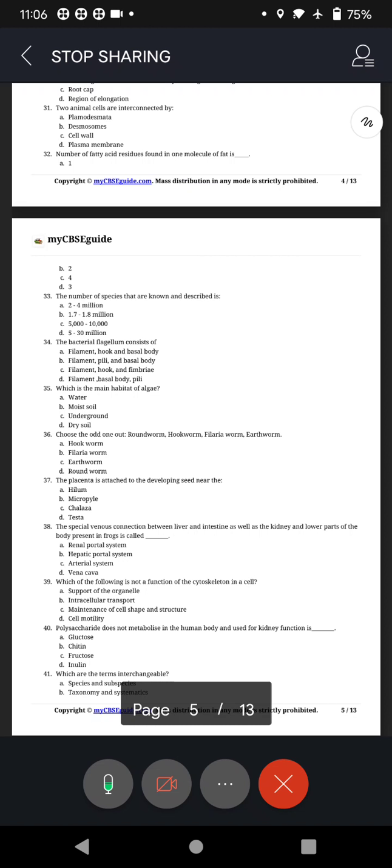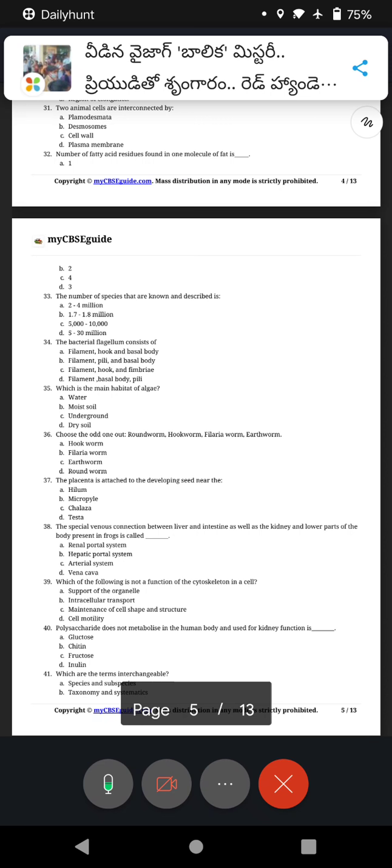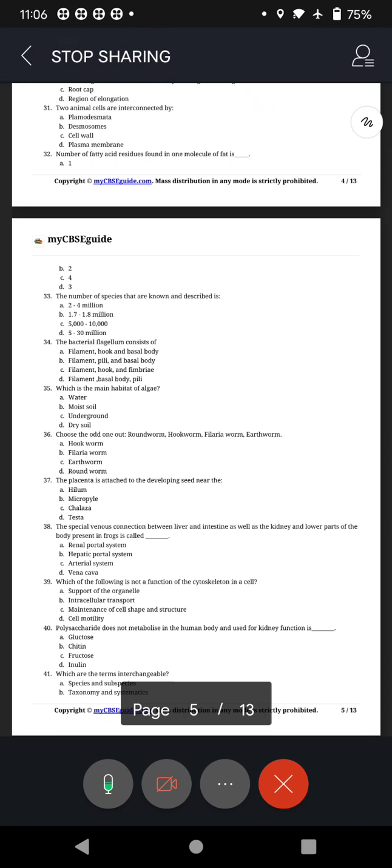Answer A. Most of the algae are aquatic, can be freshwater algae, Chlorophyceae, or marine algae, Phaeophyceae, Rhodophyceae. Isn't it? Next, 36. Earthworm. Earthworm belongs to phylum Annelida, whereas all other worms belong to phylum Aschelminthes. Question 37. C. Chalaja. The placenta is attached to the developing seed near the chalajal end.